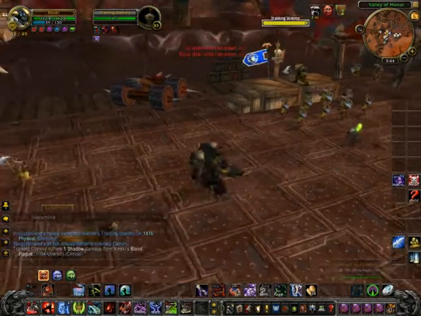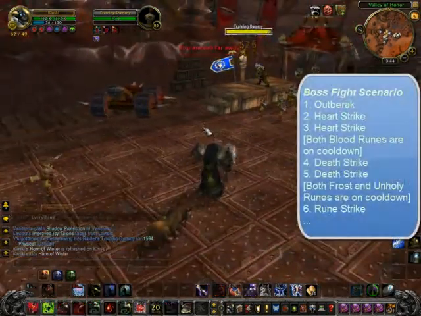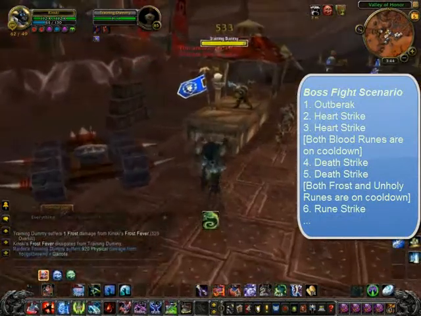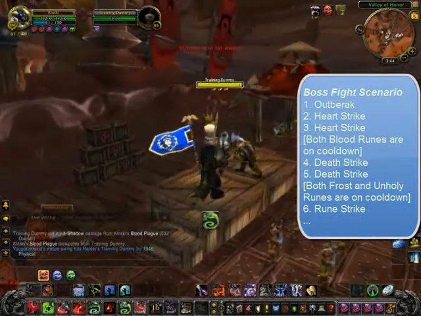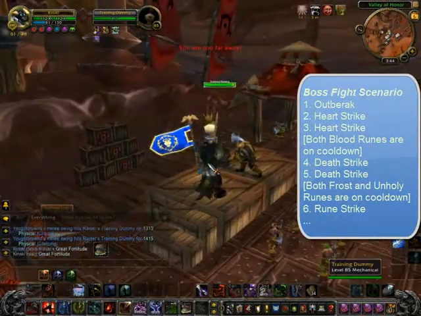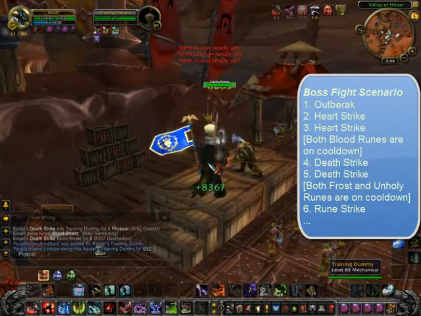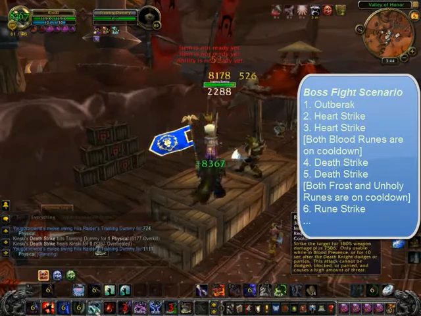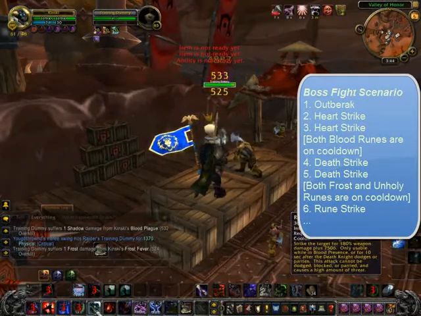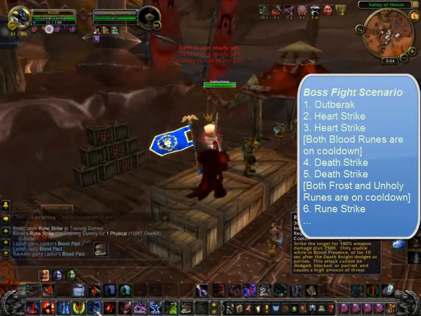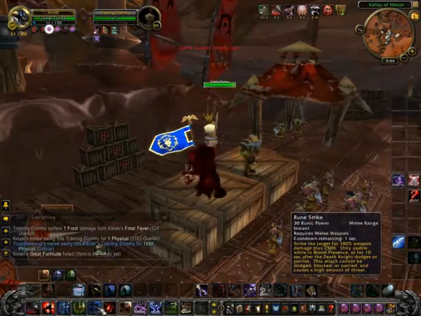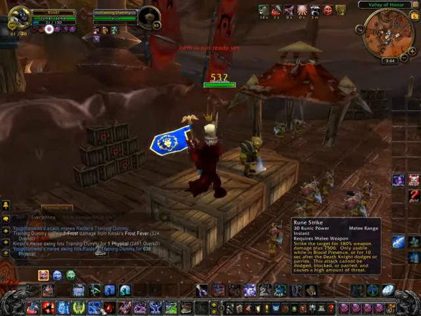Okay, let's go ahead and demonstrate the single target rotation on this target dummy. First thing we want to do is cast Horn of Winter, get in range, Outbreak, followed by 2 Heart Strikes, followed by 2 Death Strikes, and then use whatever runic power you have for Rune Strikes.